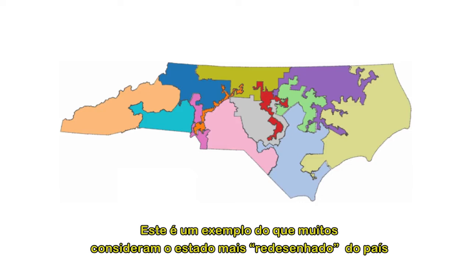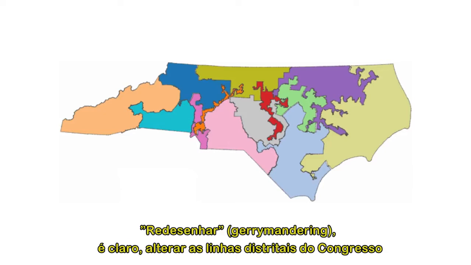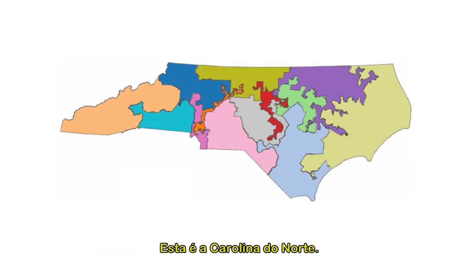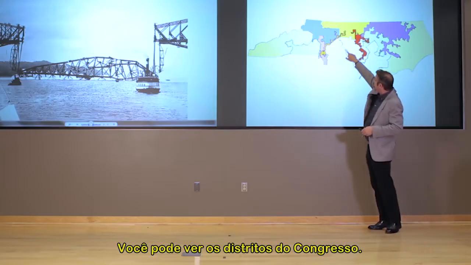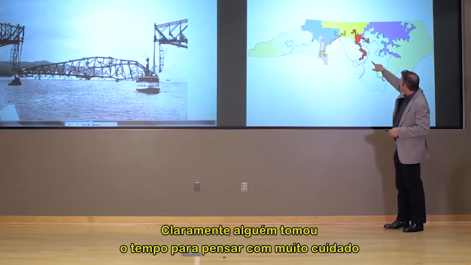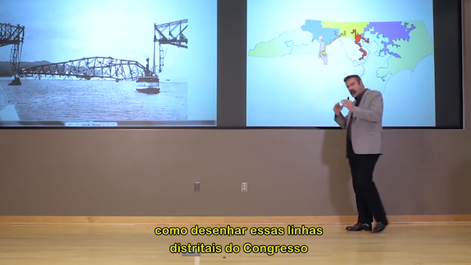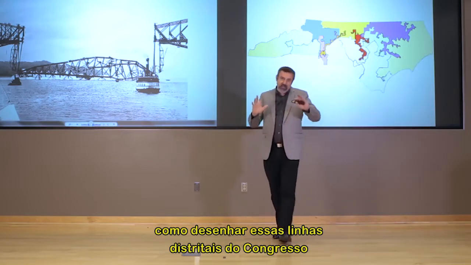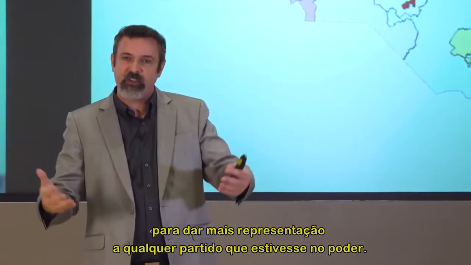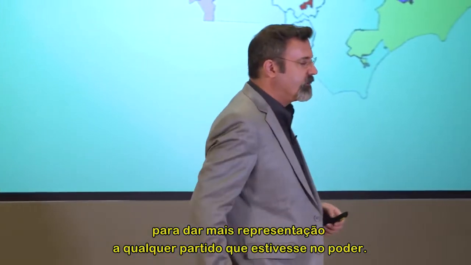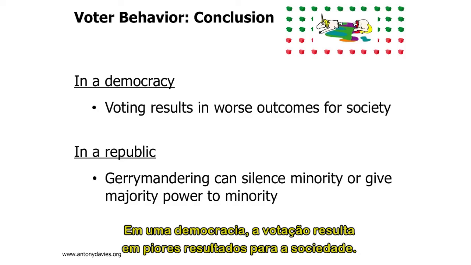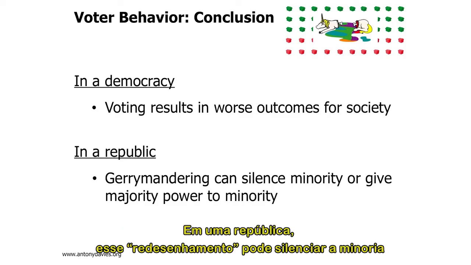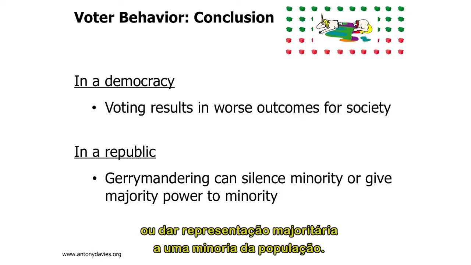This is an example of what many consider to be the most gerrymandered state in the country. Gerrymandering, of course, is altering congressional district lines to benefit the party in power. This is North Carolina, and you can see the congressional districts. Clearly, someone has taken the time to think very carefully how to draw these congressional district lines to give more representation to whatever party it is that was in power. So in a democracy, voting results in worse outcomes for society, and in a republic, gerrymandering can silence the minority or give majority representation to a minority of the population.